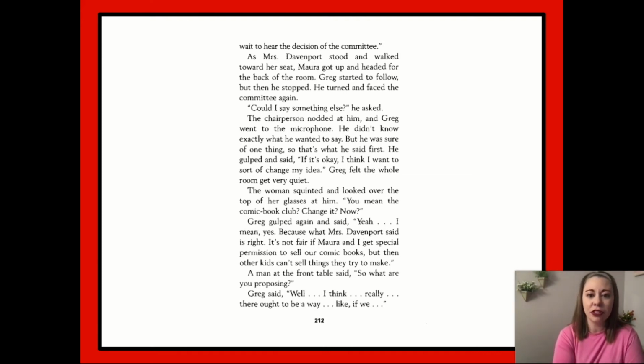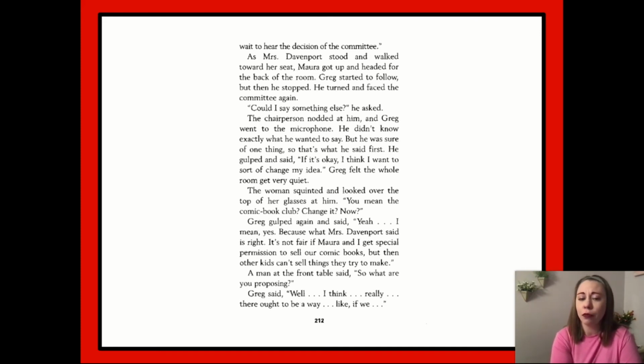As Mrs. Davenport stood and walked toward her seat, Mara got up and headed for the back of the room. Greg started to follow, but then stopped. He turned and faced the committee again. Could I say something else? He asked. The chairperson nodded at him, and Greg went to the microphone. He didn't know exactly what he wanted to say, but he was sure of one thing, so that's what he said first. He gulped and said, If it's okay, I think I sort of want to change my idea.